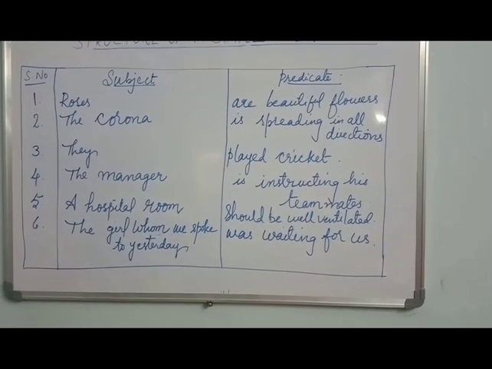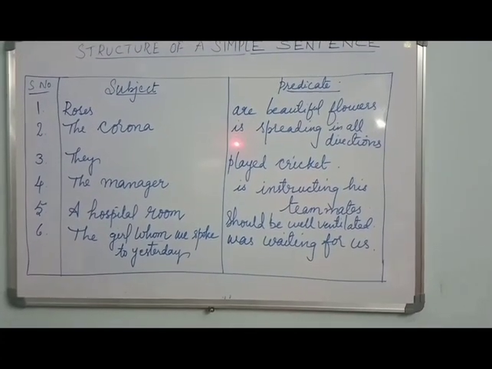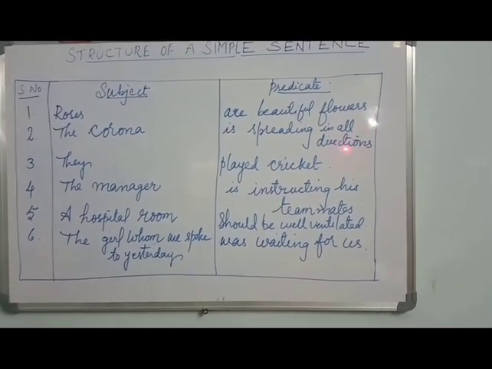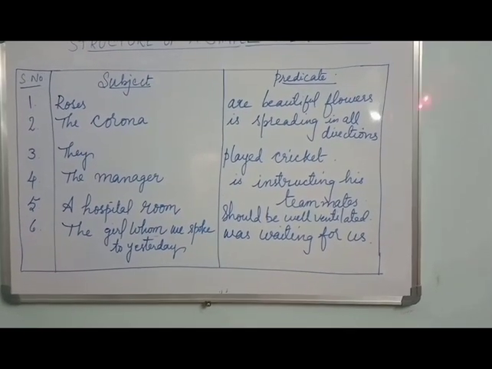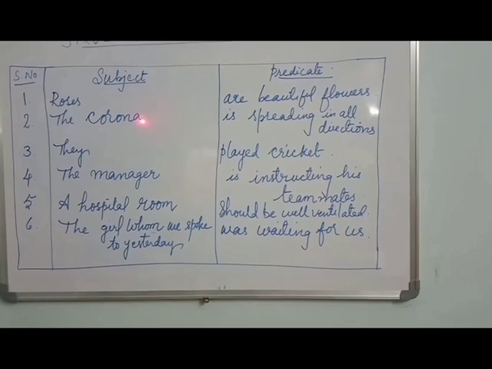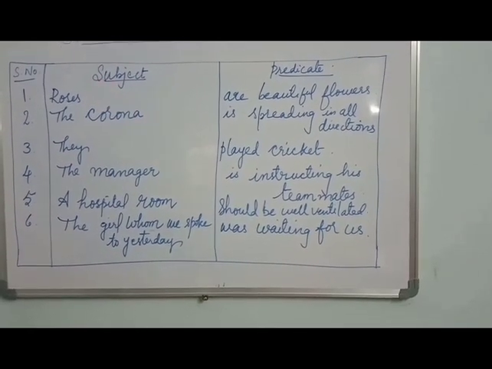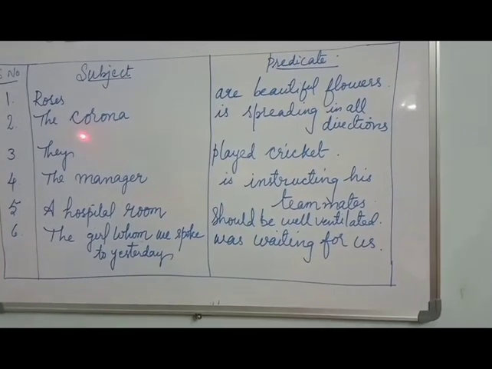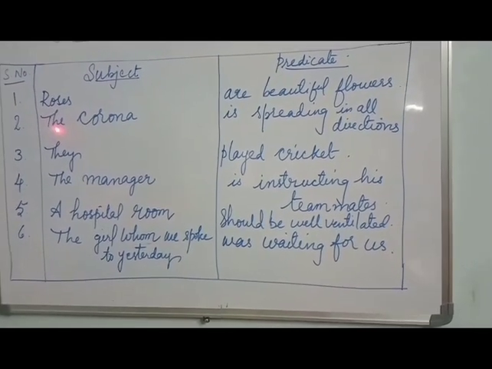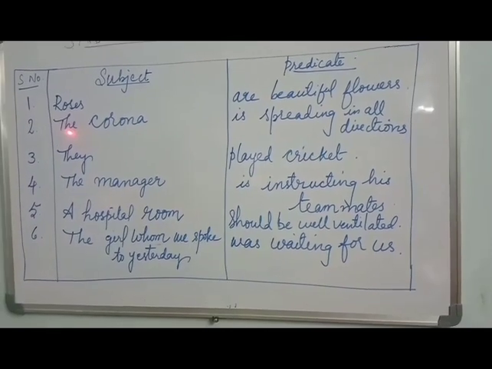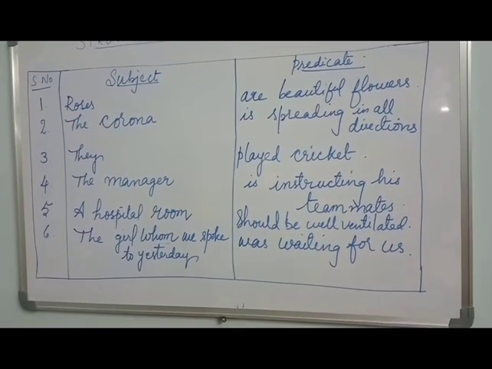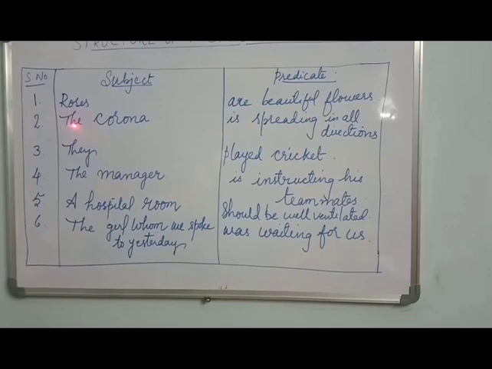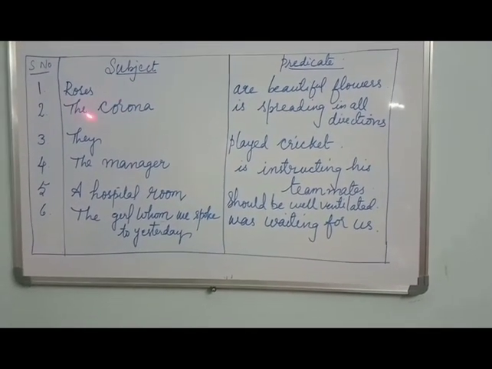And in the second sentence, the verb is spreading. The verb is in the present continuous form. Is spreading in all directions. Now, how do you identify the subject? What is spreading in all directions? The corona is spreading in all directions. So what is the main subject in this sentence? The main subject is corona. And corona is helped by the article the. In traditional grammar it is called the article. In modern grammar we call it the determiner. So the main subject or the doer is corona, and corona is helped by the article the. So the corona, the whole thing, is the subject complex.